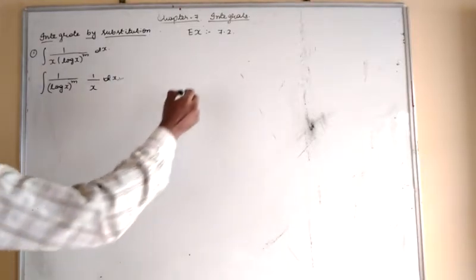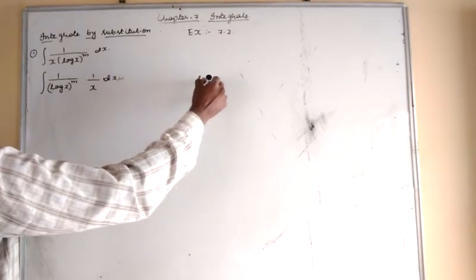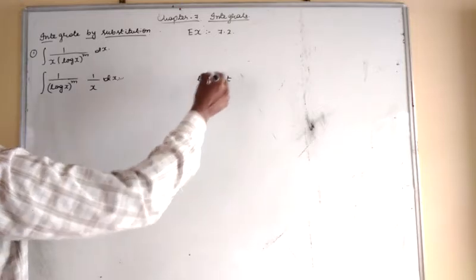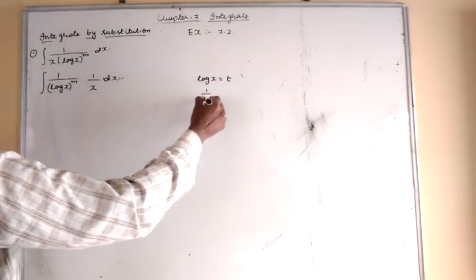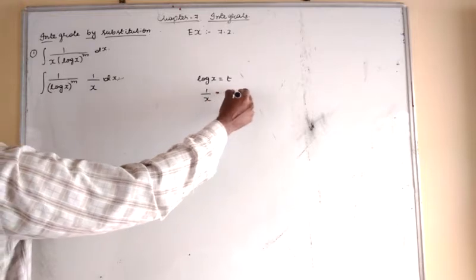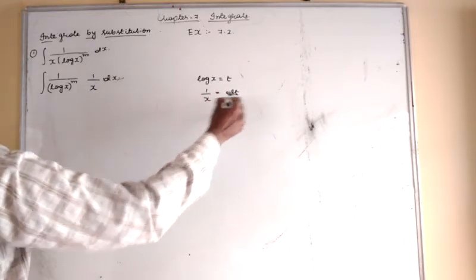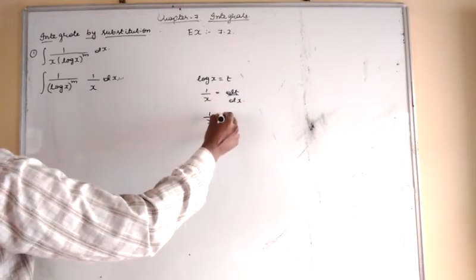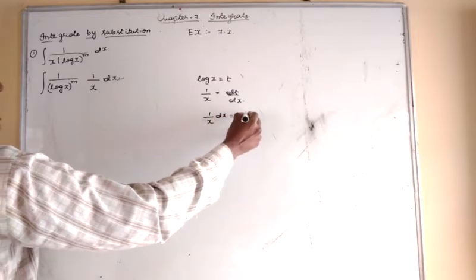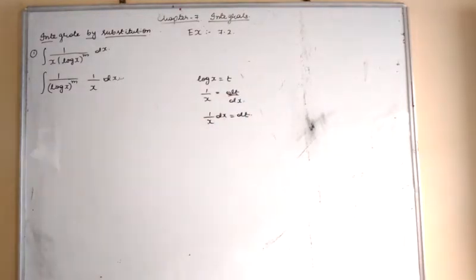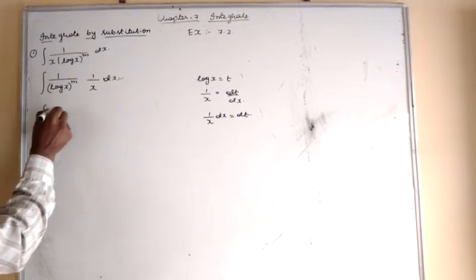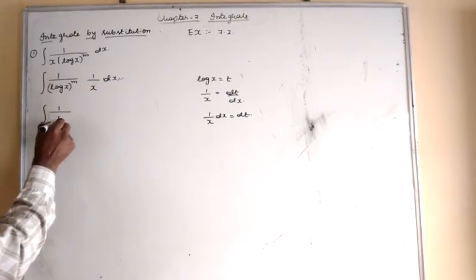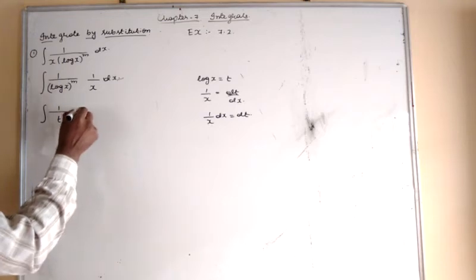If you substitute here log x is equal to t, differentiation of log x is 1 by x, then dt by dx. Again 1 by x dx is equal to dt. Then you substitute in this 1 by t to the power of m, then dt.